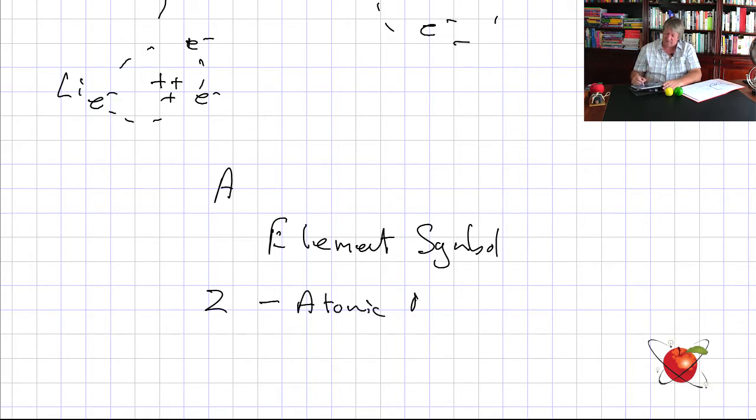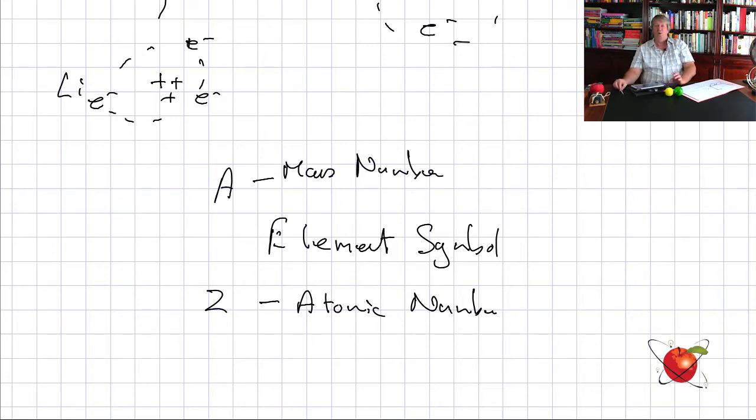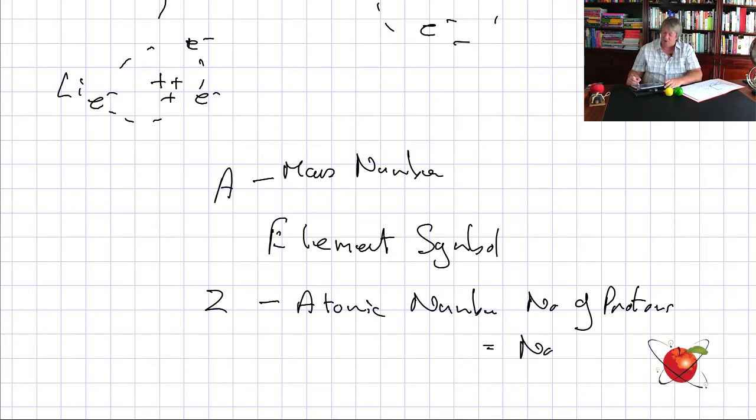The atomic number. And the A is called the mass number. Mass number, all right? What it's about is that each of the atomic numbers is going to be the number of protons. Number of protons, okay?